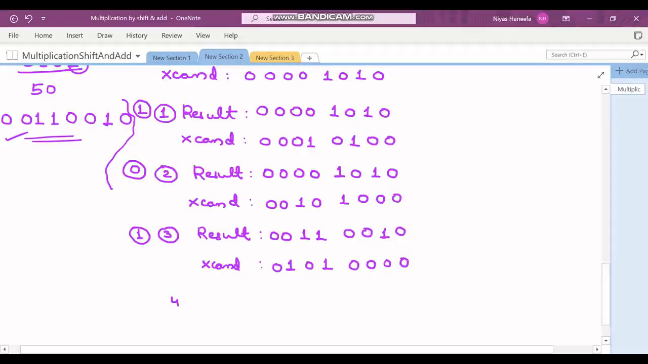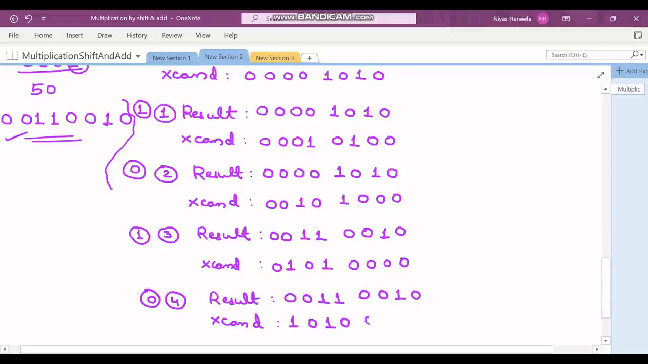Then the last bit of the multiplier, which is 0. So no need to do any change in the result. So the result will remain the same, 0, 0, 1, 1, 0, 0, 1, 0, 0. Then the multiplicand will be shifted by 1 bit to the left. So it becomes 1, 0, 1, 0, 0, 0, 0, 0. So now if you see the result, we have 0011 0010. That is the result which corresponds to 50 in binary. So this is the value which we are getting.